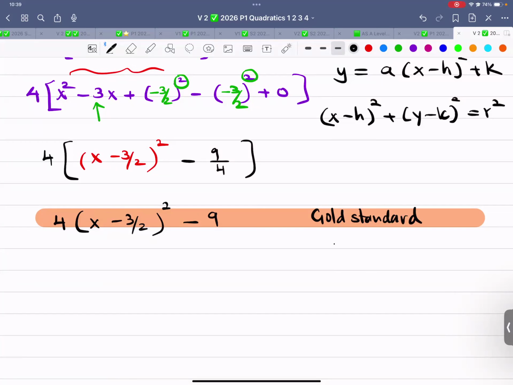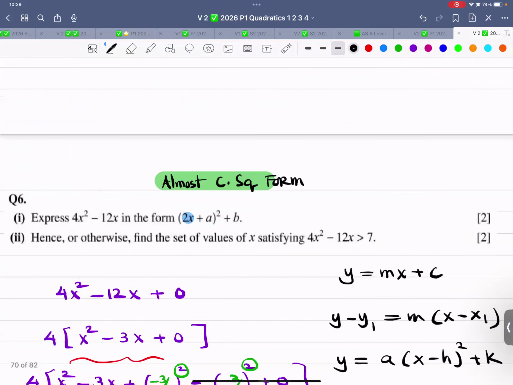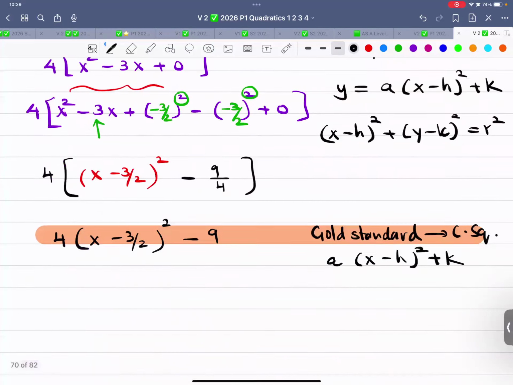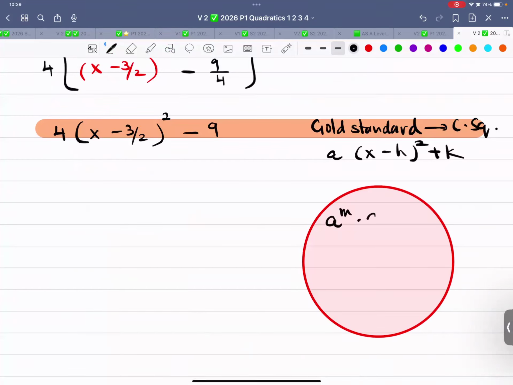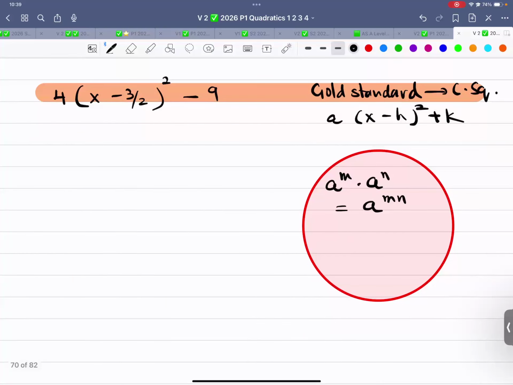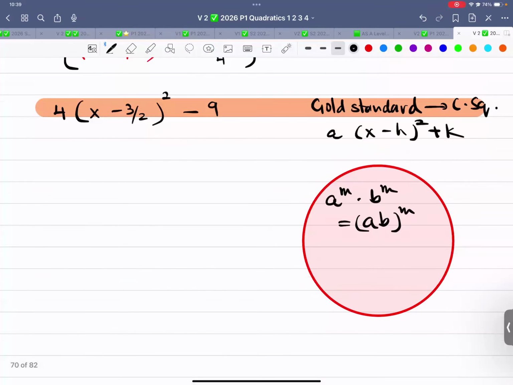That is y equals a times x minus h whole square plus k. That is the completed square form. But they're not asking that. They want the 2 to be inside. Now, how did it slip on the inside? It slipped using the process of indices. Now, in indices, we know that a power m into b power m, that is ab whole power m, if the powers are the same. Okay, I was writing the other rule, not the other rule, this one.